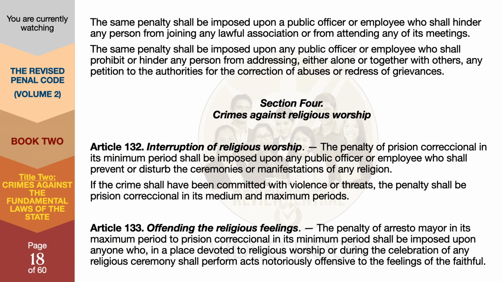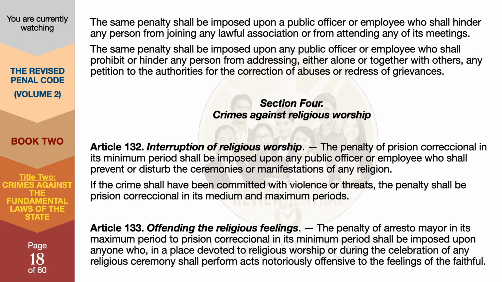The same penalty shall be imposed upon a public officer or employee who shall hinder any person from joining any lawful association or from attending any of its meetings. The same penalty shall be imposed upon any public officer or employee who shall prohibit or hinder any person from addressing, either alone or together with others, any petition to the authorities for the correction of abuses or redress of grievances. Section 4. Crimes against religious worship.